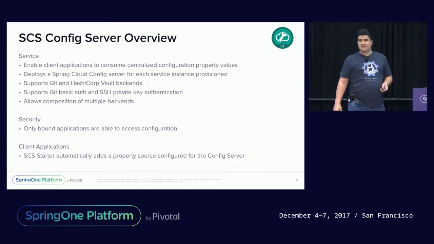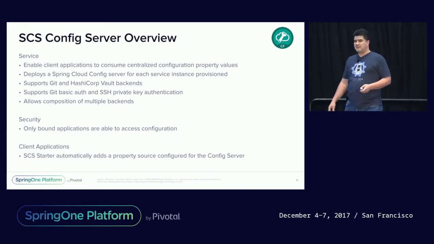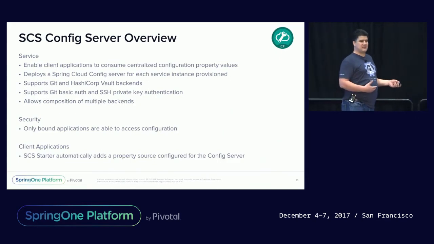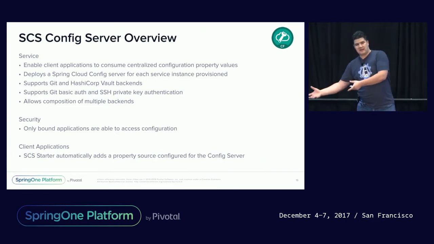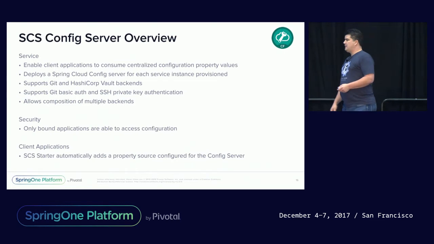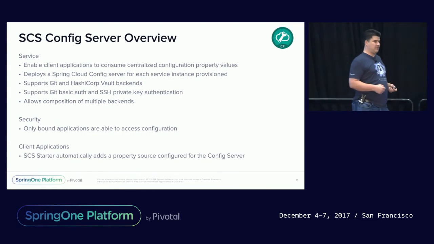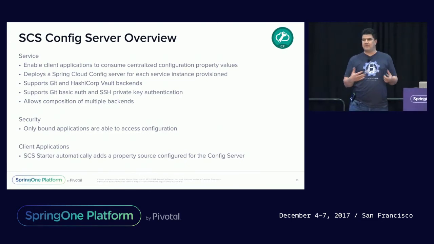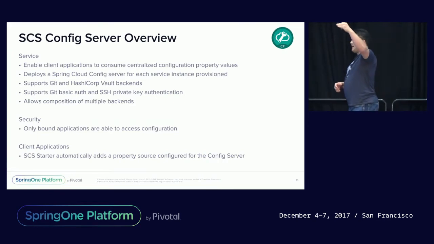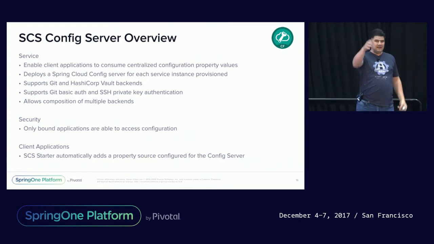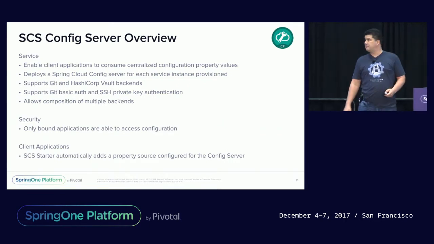We also allow you to do basic auth and SSH private key authentication to your Git servers. So now we can have some secure communication between our config server itself and pulling the properties out of a Git repo. And then we allow composition of multiple backends. What we've seen in practice is a lot of folks who have a Vault implementation, they already bring their own Vault. They will have their Vault maybe as the initial composed backend, but then in the array, they'll also add some more backends, such as multiple Git repos that they're pulling configuration from at runtime.